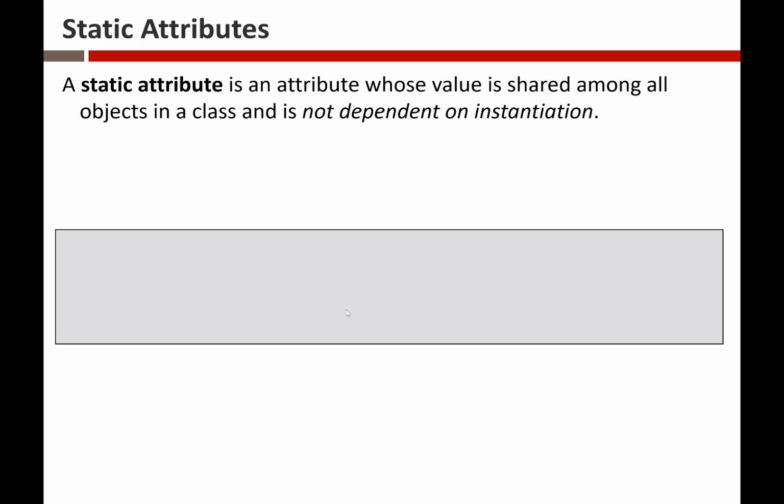And the idea might be that in my constructor, I increment the counter. So the very first time I create a vehicle, the counter gets incremented to 1. I create another vehicle, it gets incremented to 2. I create another vehicle, it gets incremented to 3. If I ask any one of these objects, how many vehicles are there? It could check its counter and say the answer is 3. Because all of these are sharing that exact same attribute.